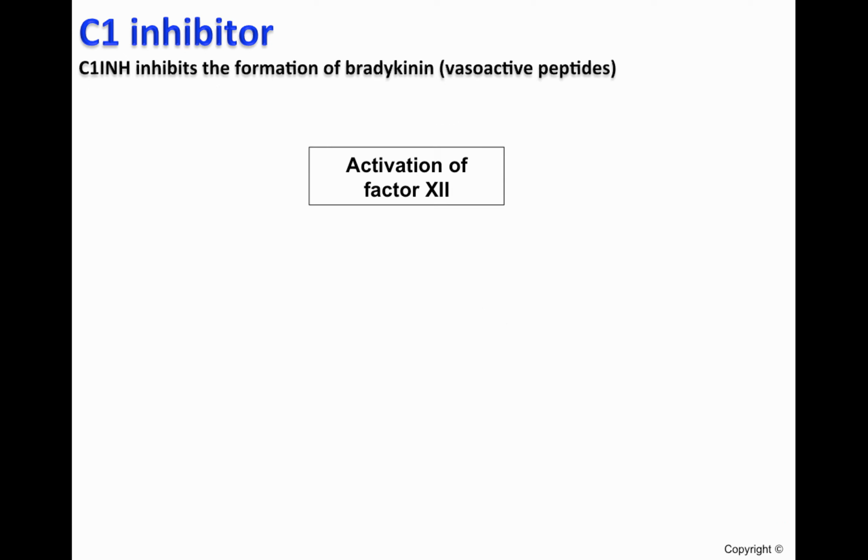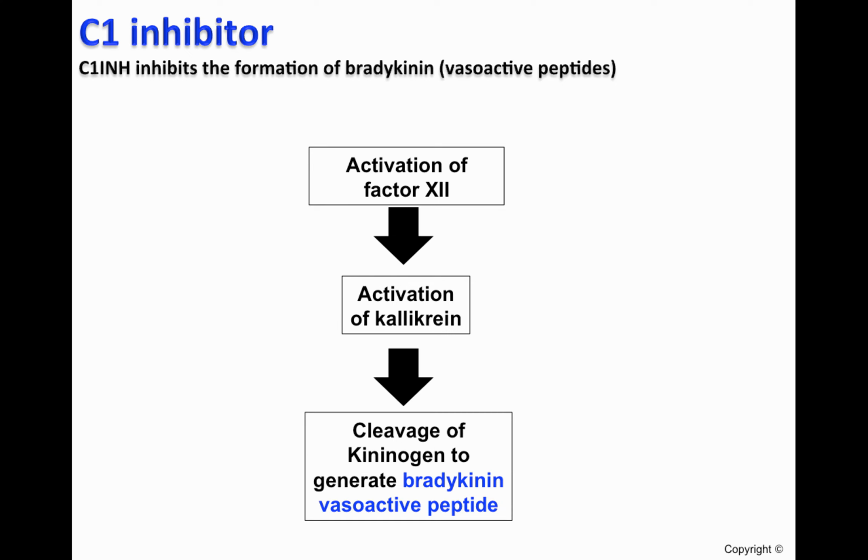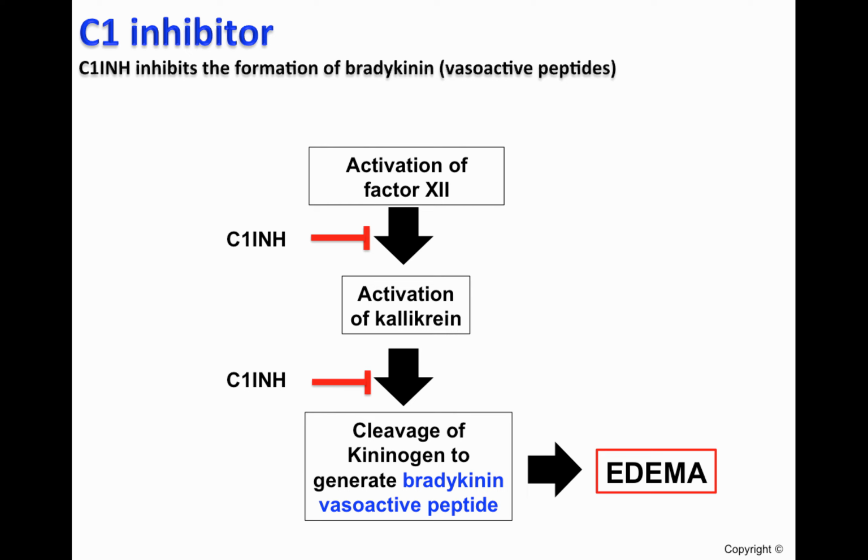In addition, C1 inhibitor inhibits the formation of bradykinin, which is a potent vasoactive peptide. The activation of factor 12, a factor that participates in the coagulation cascade, leads to the activation of kallikrein, which cleaves kininogen to produce the vasoactive peptide called bradykinin. Bradykinin participates in the formation of edema. C1 inhibitor inhibits the formation of bradykinin at two different levels, as you can see here in this diagram.